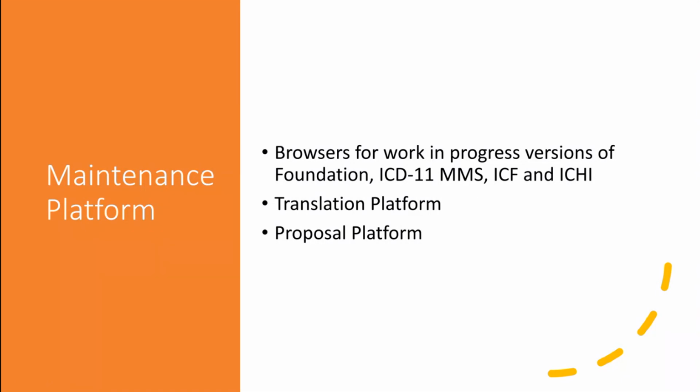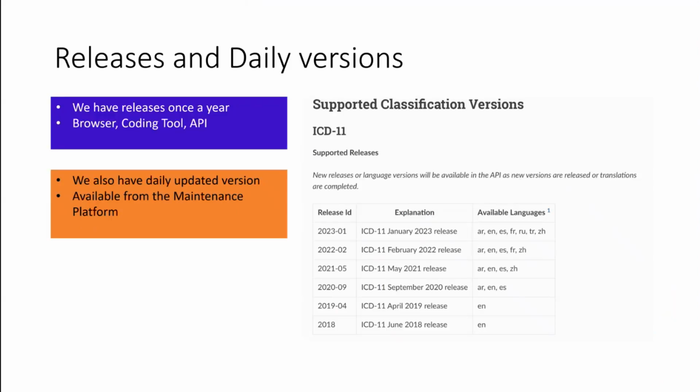I will therefore talk a little bit about why we have a browser in the maintenance platform, and how different it is from the browsers that we have seen in terms of their content. To understand that, we need to understand the concept of the releases that we have at ICD level. So we make a release of the classification once a year, and we started this in 2018, releasing one new version with some updates every year.